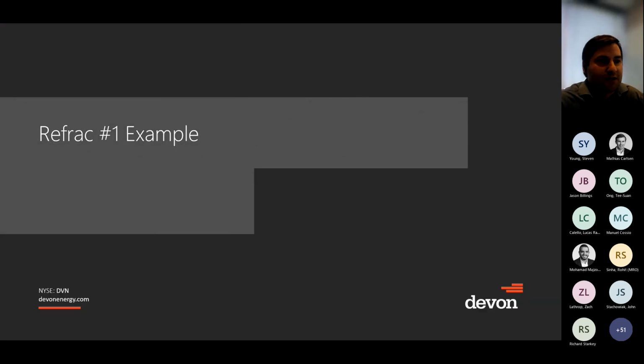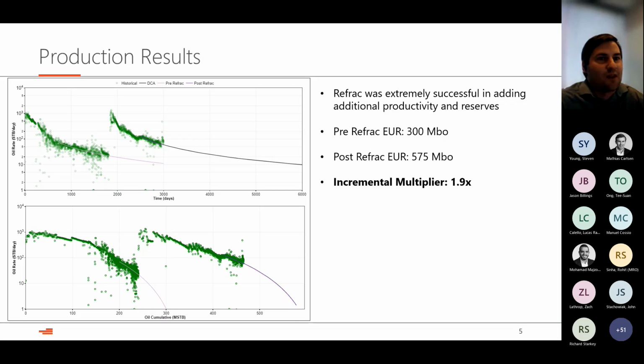Jumping into the first example of a refrac that we've done. As I said, this was a liner. There's no additional activity going on. This is a completely standalone refrac here.